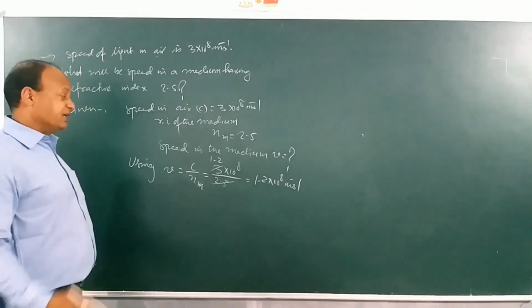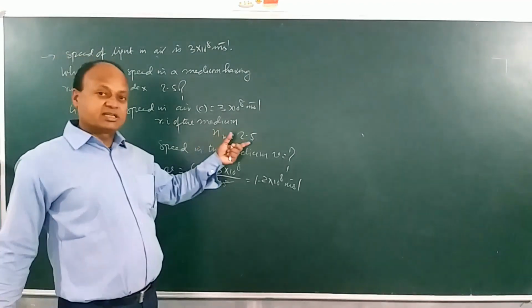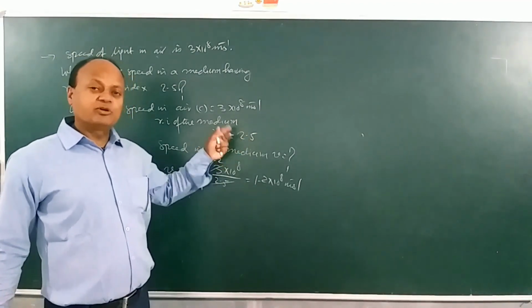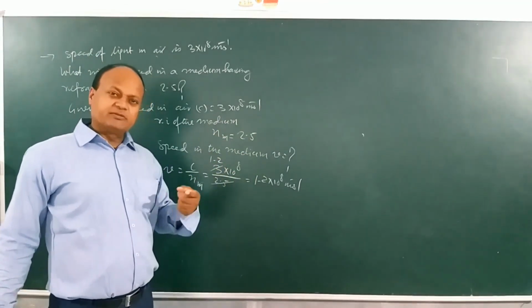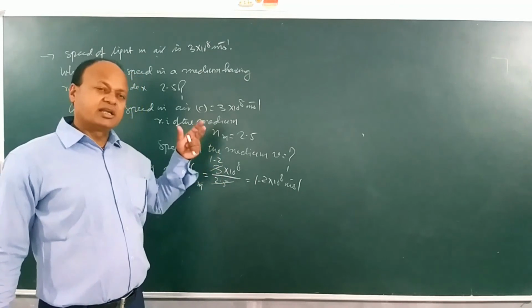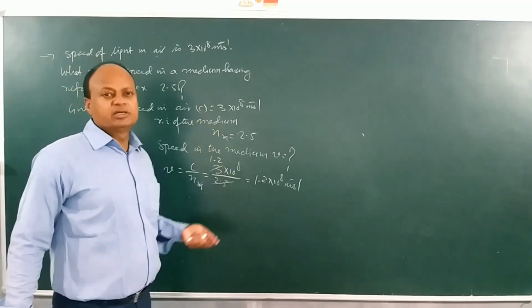So you can see very well that as the refractive index is increasing, the medium is becoming more dense and the speed is becoming less. Like I told in the beginning of the lecture, as you travel from a rarer to a denser medium, the speed goes on decreasing.